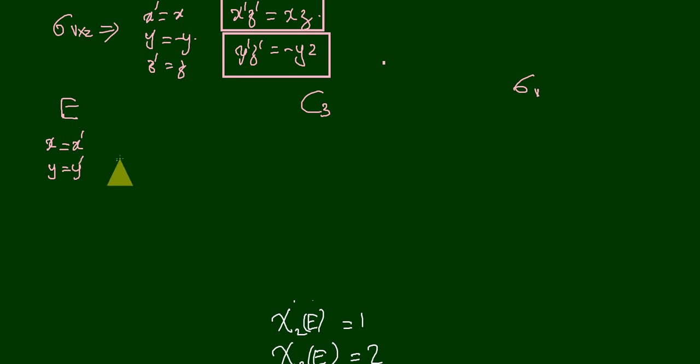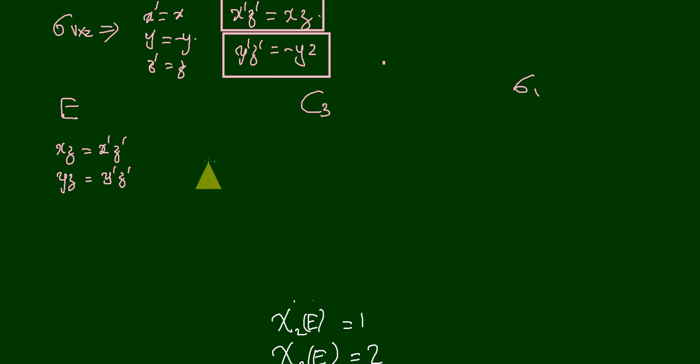Sorry, my brain is also not working at this moment, 2 hours now. So during E, xz is equal to x dash z dash, and yz is equal to y dash z dash. That is during E. And what is happening during C3 to x dash z dash?